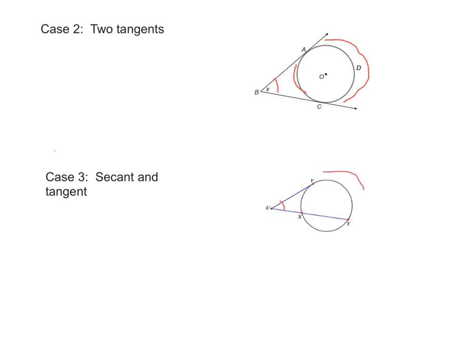arc VY minus arc VX. Okay? So the measure of angle U is equal to 1/2 the measure of arc VY minus arc VX.